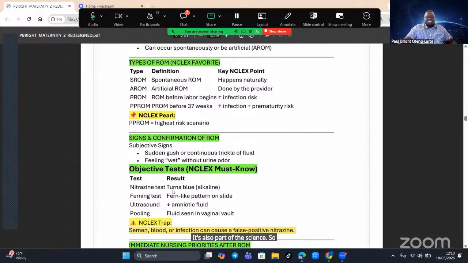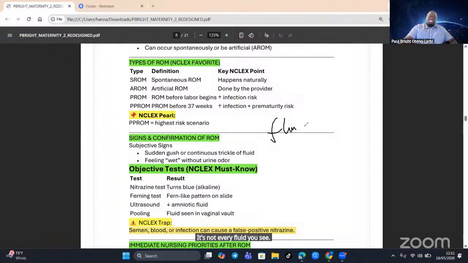So we have the nitrazine test. Nitrazine test. Then we have the Fern test. How to know? These are the objective tests. So a mother will come to you with what? That Madam, I'm feeling wet down below. Okay. It's not every fluid you see that it is coming from the amniotic sac. Okay. So you have to do these tests.